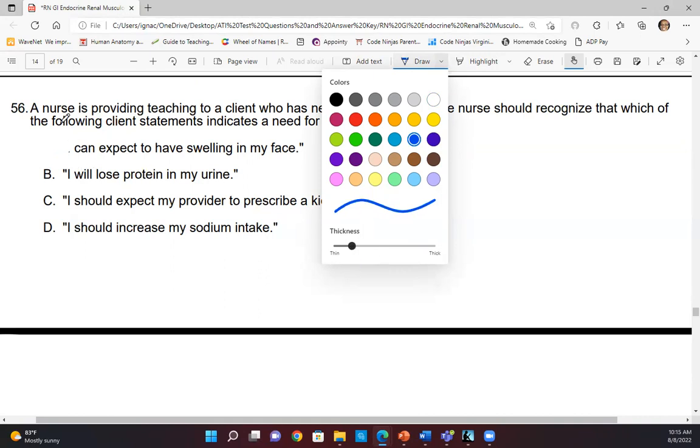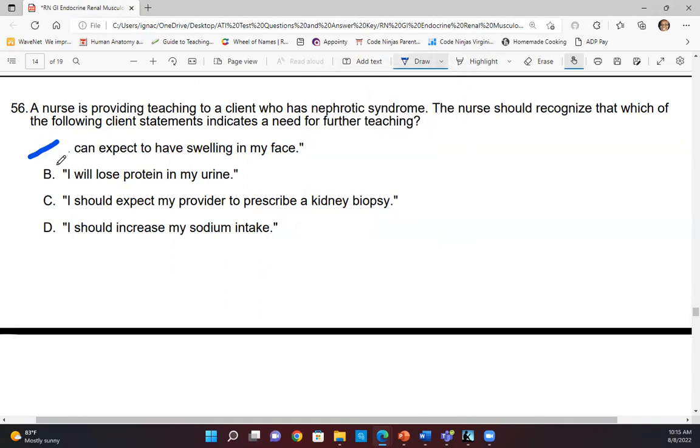And so we'll cross out A and we'll cross out B because those are not correct choices. C, I should expect my provider to prescribe a kidney biopsy. Well, a kidney biopsy is going to be needed because we have to determine what is the cause, right? So by process of elimination, D is going to be correct. And it says I should increase my sodium intake.